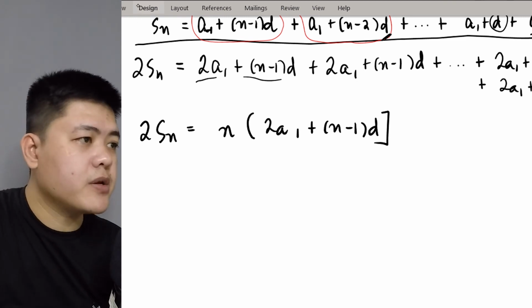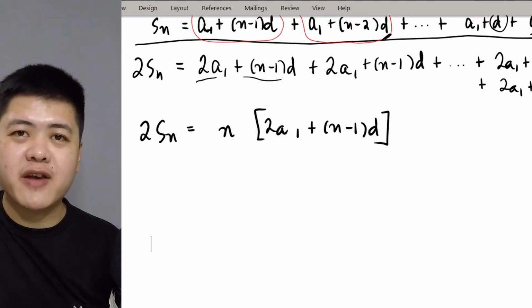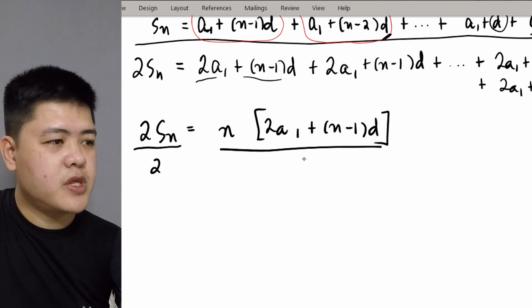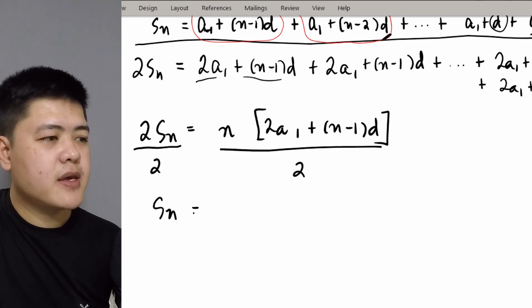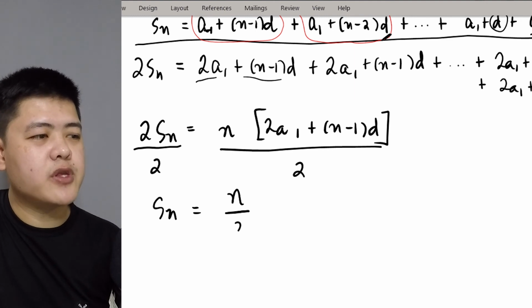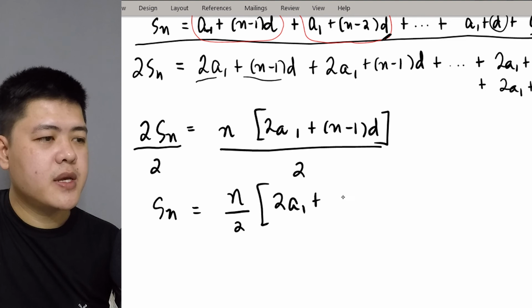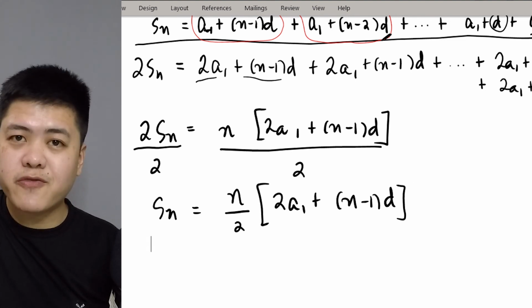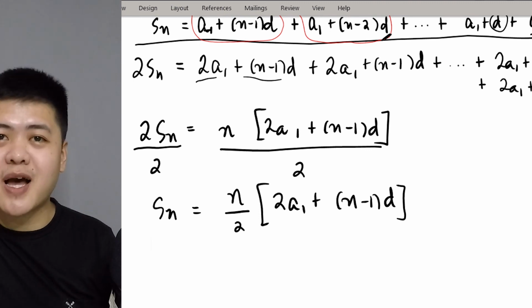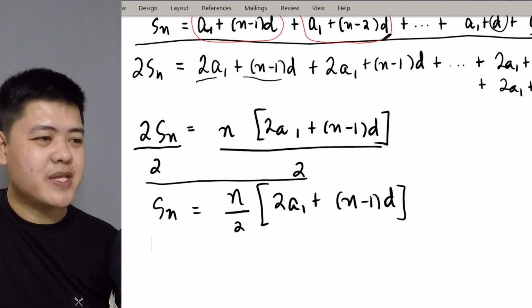Oops, gawin ko lang yung bracket. We want the formula for s sub n, so we divide everything by 2. We divide both sides by 2, so we'll get s sub n equals n over 2 times 2a sub 1 plus n minus 1 times d. So this is the formula for the sum of the first n terms of an arithmetic sequence.